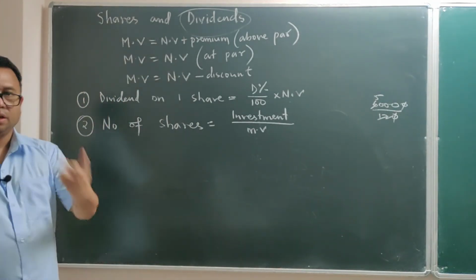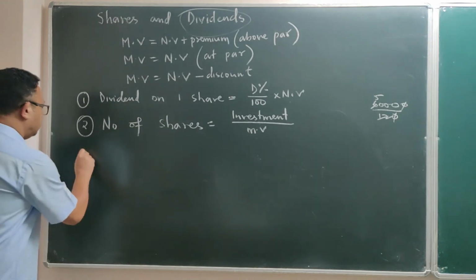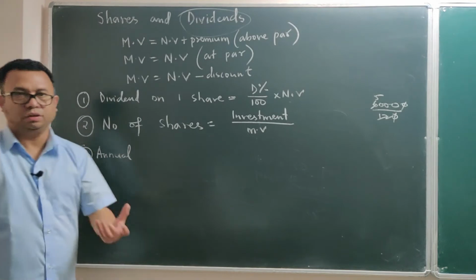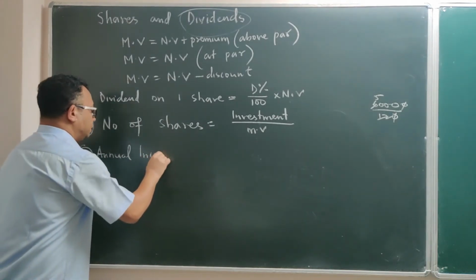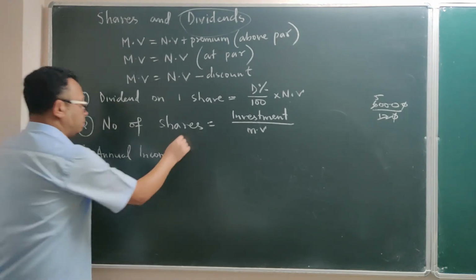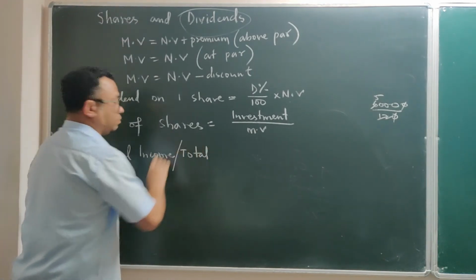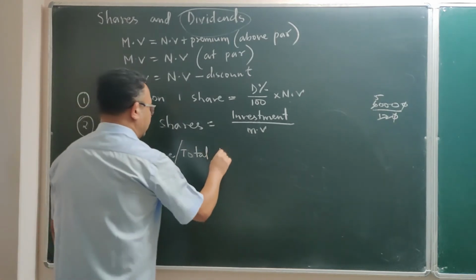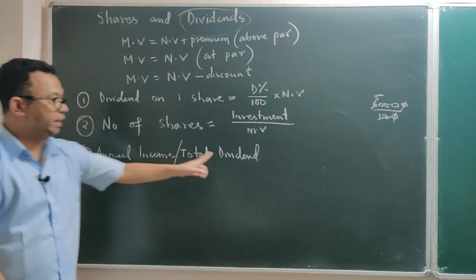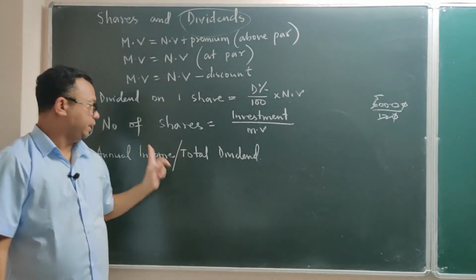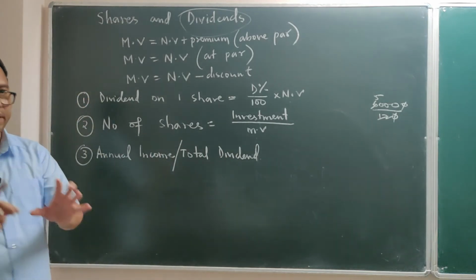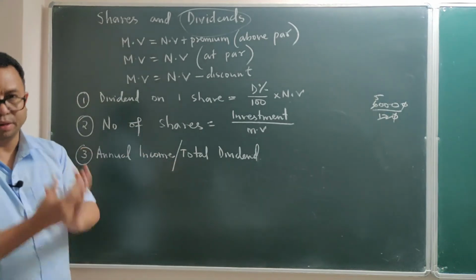So I said 4 formulas, 2 we have found already. Third is what most questions will ask you. It is annual income, which means in 1 year, how much income will the company give you? Sometimes this is called total dividend. So you can combine these: annual dividend, annual income, total income, total dividend. So many names it is called. That means in 1 year, how much money are you going to get from the company?